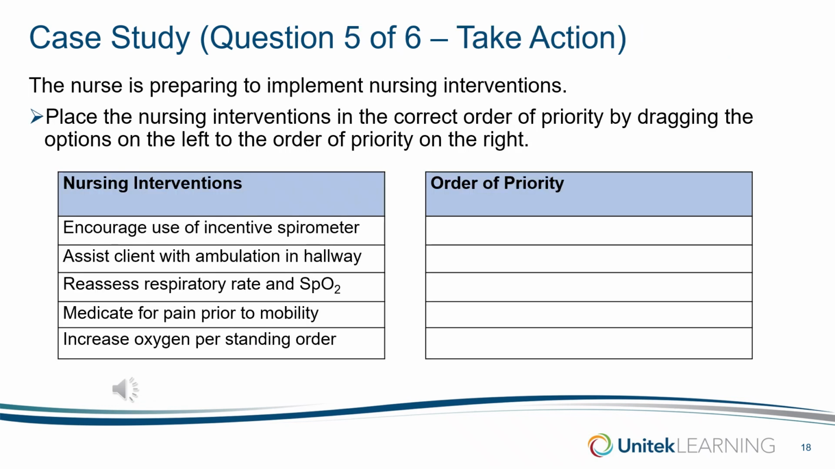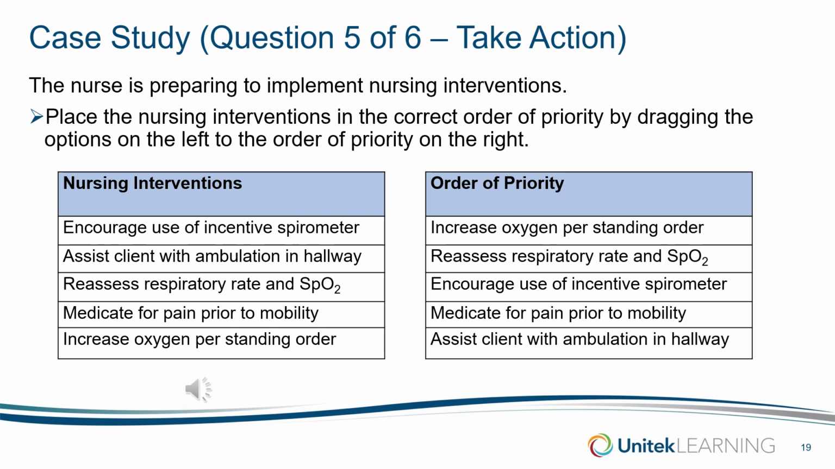Step 5 of the clinical judgment measurement model is take action. Here we have where the nurse is preparing to implement nursing interventions. This is an order of operations item. Here we must place the nursing interventions in the correct order of priority by dragging the options on the left to the order of priority on the right. Please take a moment to review the options and place your answers in the correct order.